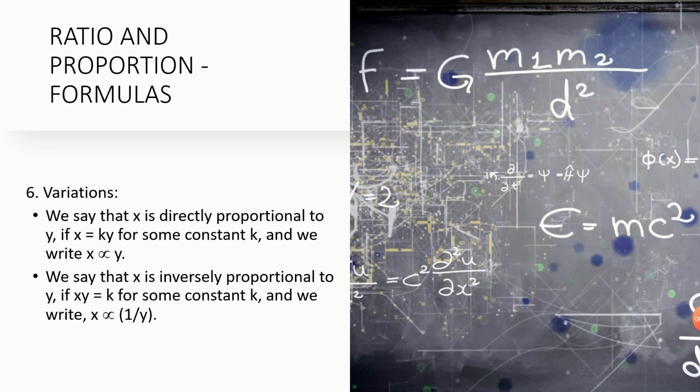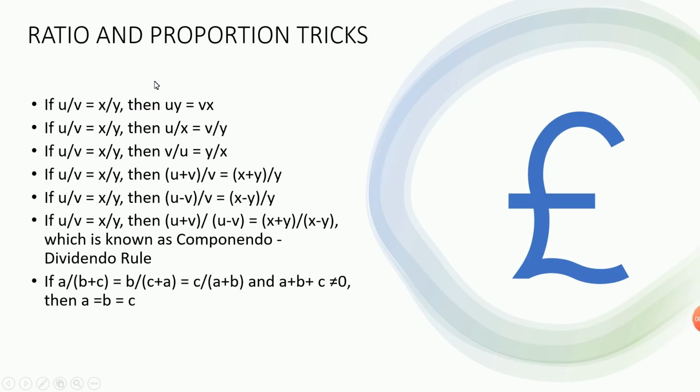Next, variation. So we say that X is directly proportional to Y means X equal to KY. So here K is some constant value. Then we write X directly proportional to Y. Likewise, inversely proportional means XY equal to K. So we write X proportional to 1 by Y. So these are the formulas for ratio and proportion.